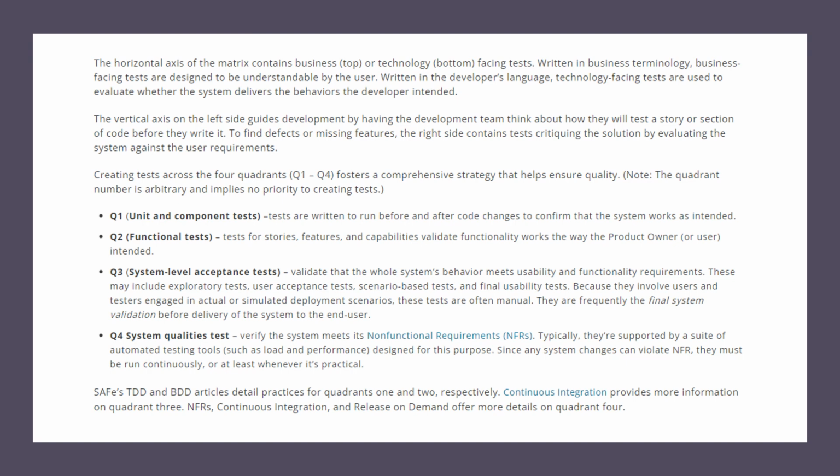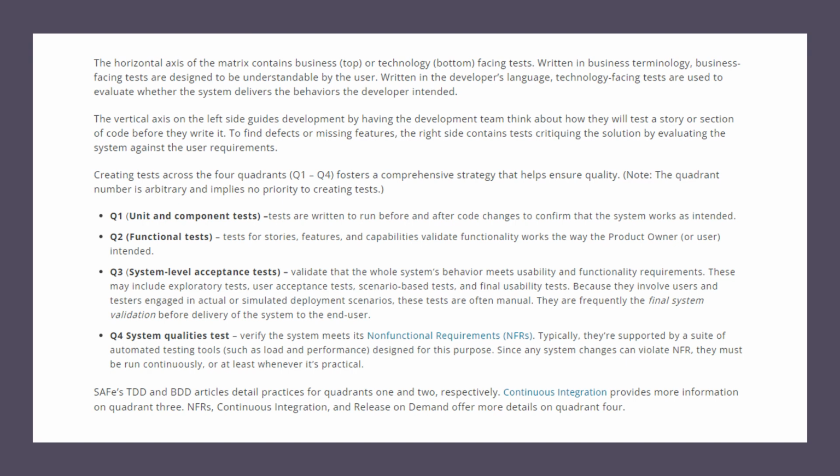These may include exploratory tests, user acceptance tests, scenario-based tests, and final usability tests. Because they involve users and testers engaged in actual or simulated deployment scenarios, these tests are often manual. They are frequently the final system validation before delivery of a system to the end user.